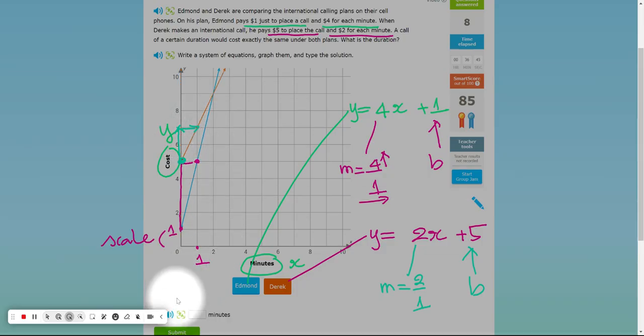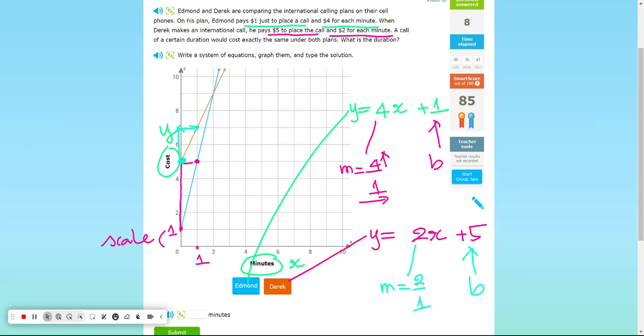So what does it mean right here? It means that both Edmund and Derek, after 2 minutes, the cost of their phone call is the same, which is $9. So in the answer box, they ask what is the duration of the phone call? It's the number of minutes. So I put number 2 into the box.